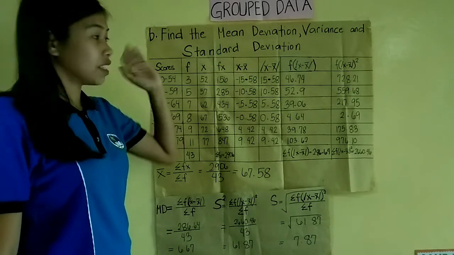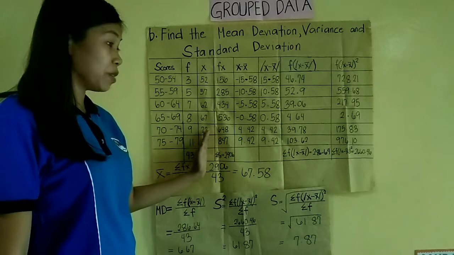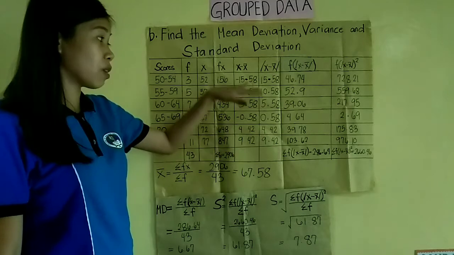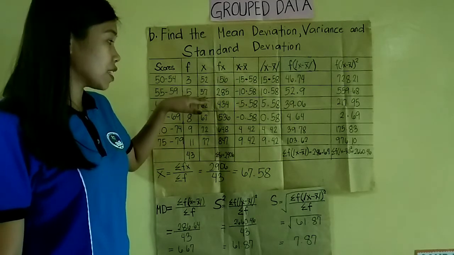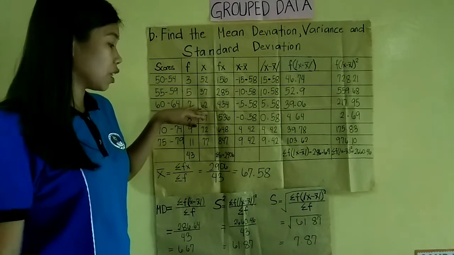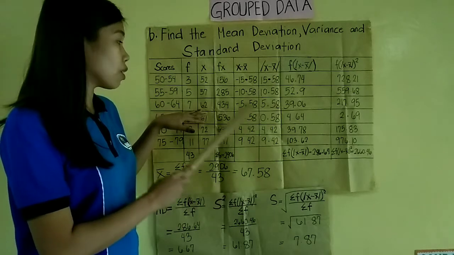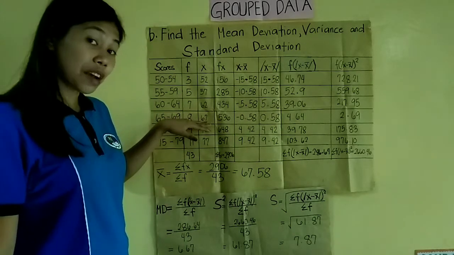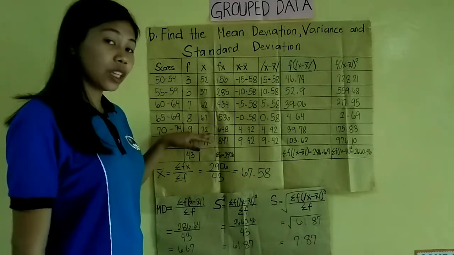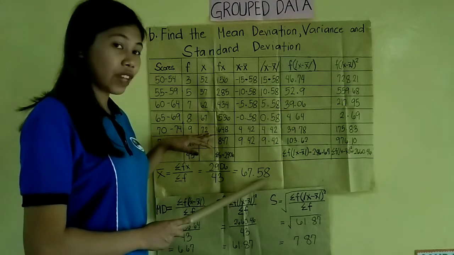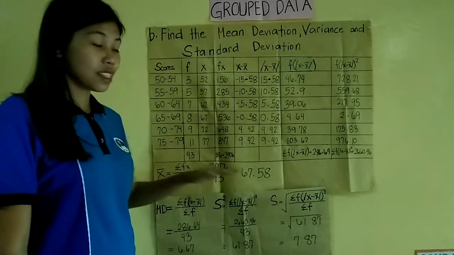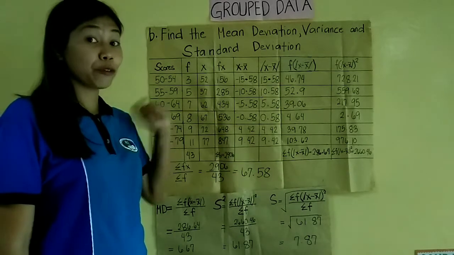Now, the second step in finding mean deviation is to get this column, every x minus mean. Every x is the midpoints. So 52 less our mean, which is 67.58, is equals negative 15.58. 57 less 67.58 is equals negative 10.58. 62 less 67.58 is equals negative 5.58. 67 less 67.58 is equals negative 0.58. 72 less 67.58 is equals 4.42. 77 less 67.58 is equals 9.42.